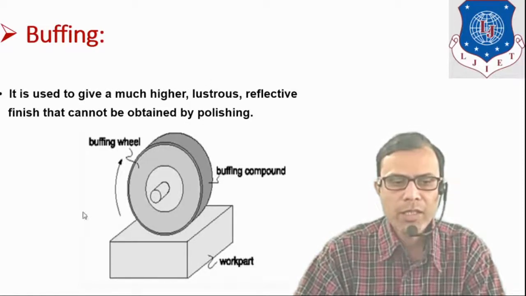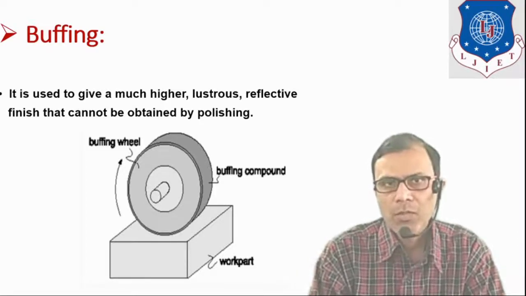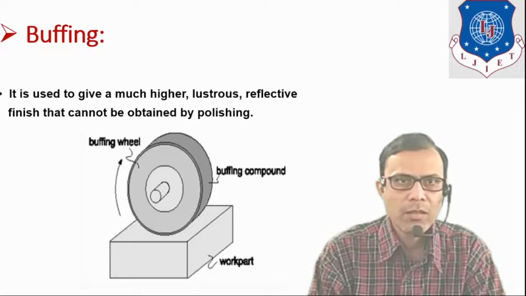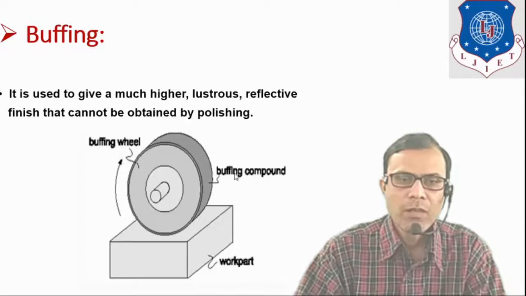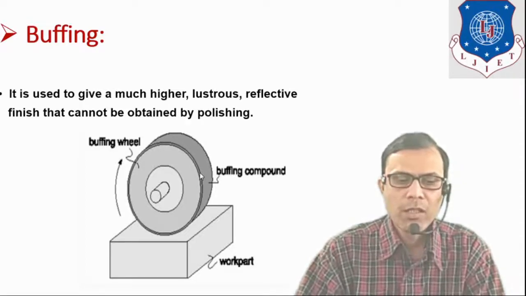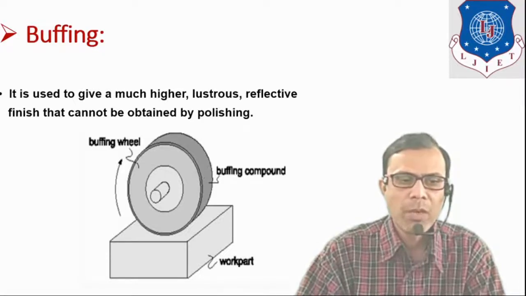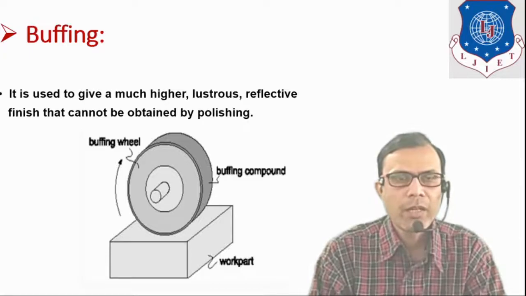Here we can see it is a buffing wheel, and by applying some coating, we can apply the abrasive particles mixed with buffing compound on this wheel. Now there will be relative movement between this buffing wheel and the workpiece, and we can achieve better surface finishing.